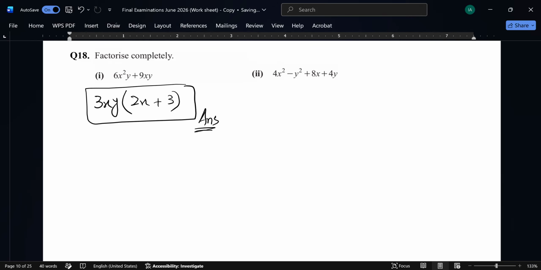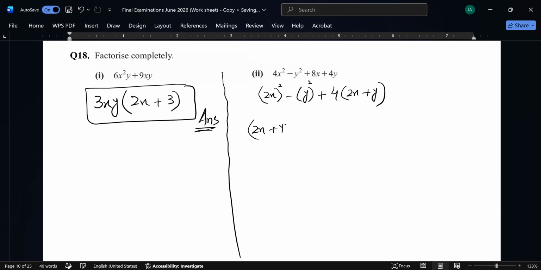Now the next thing is, yes, we have this question. If we look at the first term, it can be expressed as 2x squared minus y squared. This is the way we write the first two terms. In the last two terms, I can see a common factor, and that is 4. So inside the bracket we have 2x plus y. In the first two parts, we apply the identity and it will be 2x plus y.